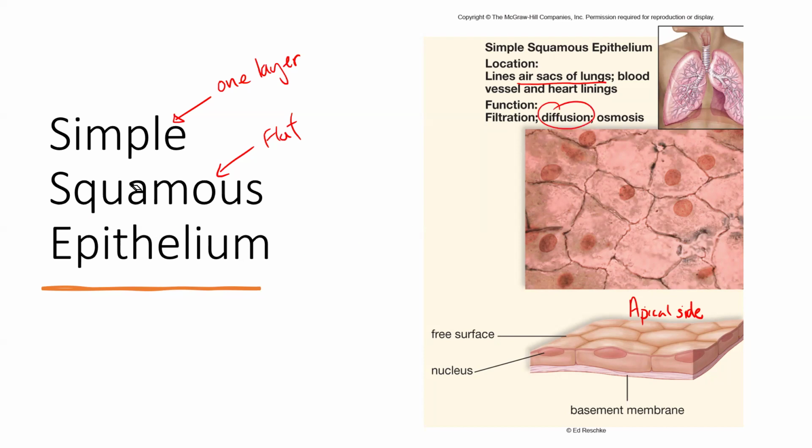And so it makes sense to have a single layer of really, really flat cells. It wouldn't make sense to have cuboidal cells, because that would be thicker and have a harder time crossing. If it's really, really thin, then things will pass through much easier. So that's simple squamous. That's what they look like in real life. These are real pictures, and these are artist drawings.